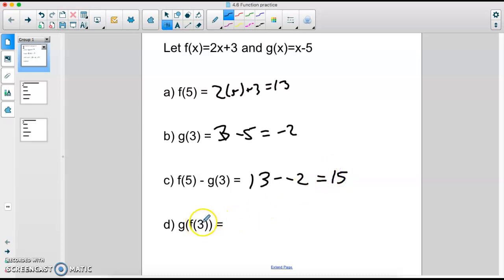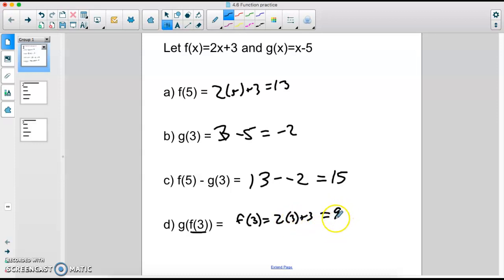And lastly, if we have g of f of 3, we're going to start in the middle. So for g of f of 3, we start off with f of 3. Just like we did f of 5 earlier, we can do f of 3 this time around. So f of 3 equals 2 times 3 plus 3. 2 times 3 is 6, plus 3 is 9.